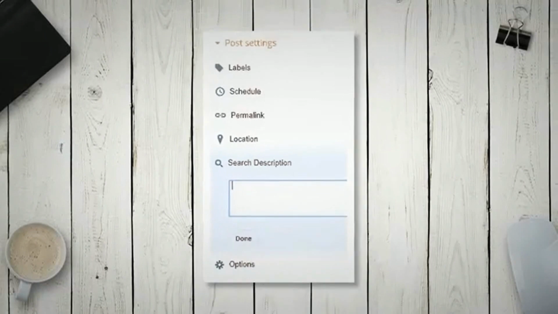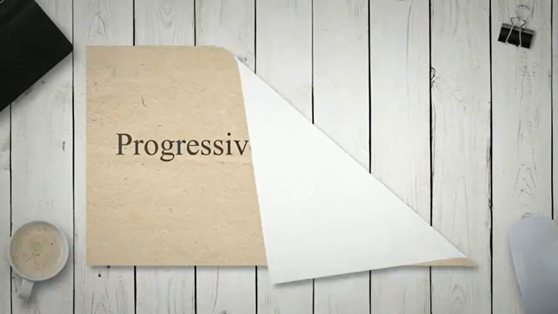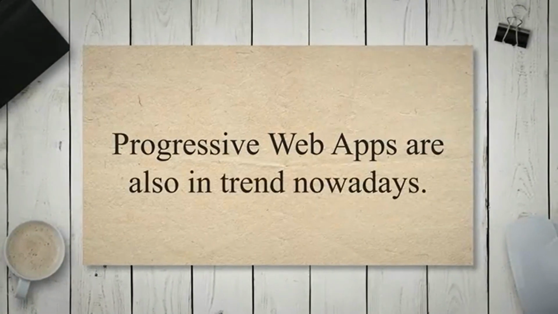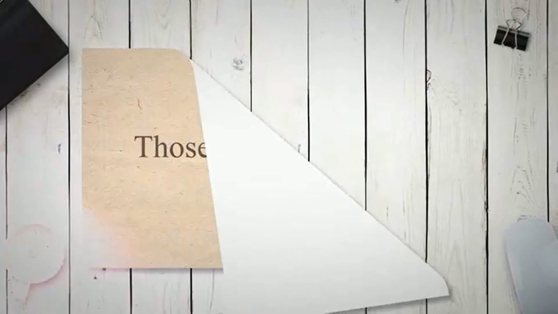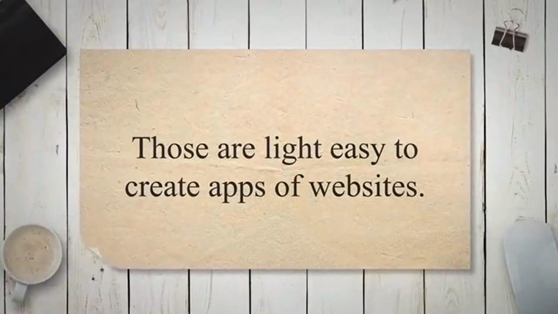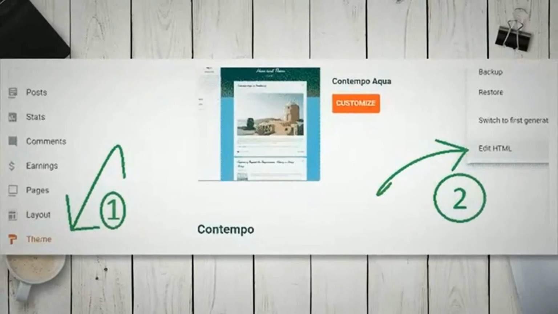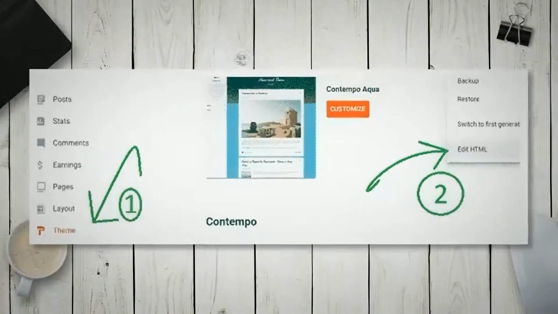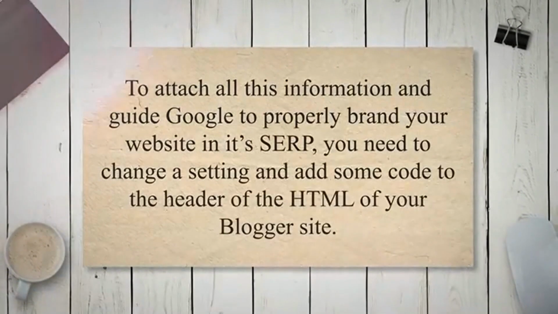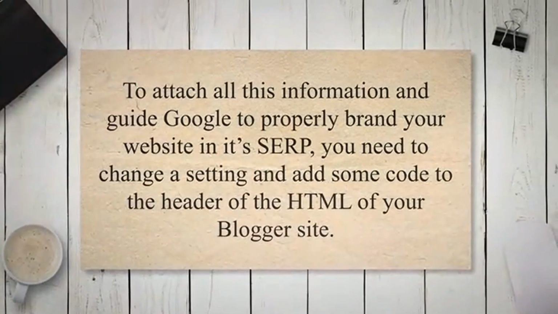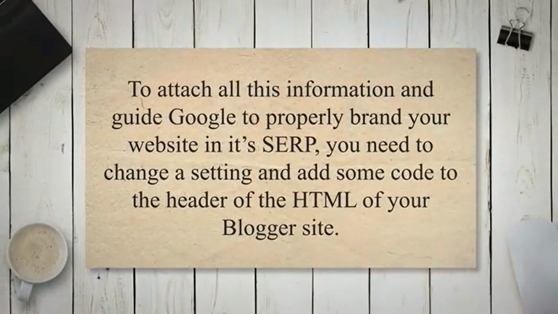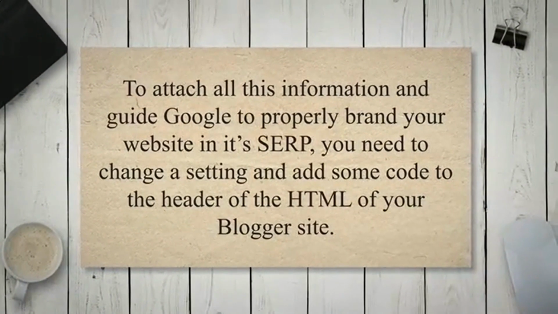Progressive web apps are also in trend nowadays. Those are light, easy to create apps of websites. You can also learn how to make a progressive web app, PWA, for your Blogger blog. To attach all this information and guide Google to properly brand your website in its SERP, you need to change a setting and add some code to the header of the HTML of your Blogger site.